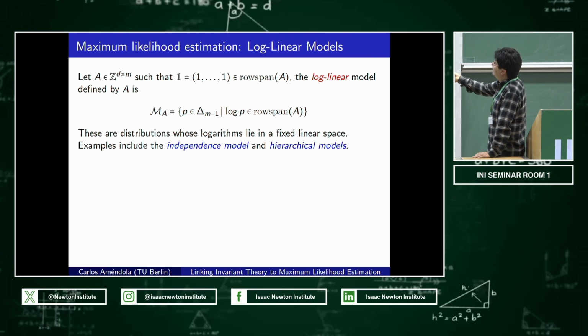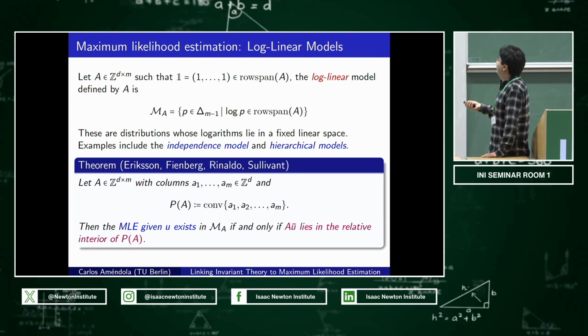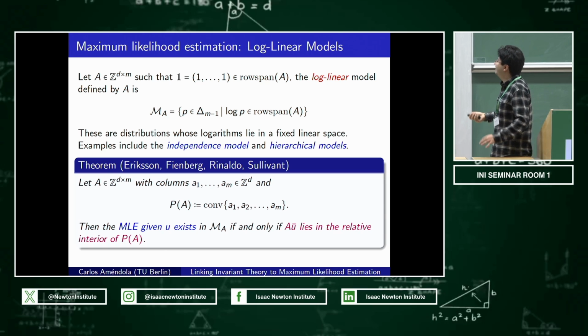The example is the independence model. There are other models called hierarchical models and other graphical models that I will get to later. These all fall here. And there is actually a nice geometric interpretation already, just at the geometry level, of when the MLE will exist. This A has columns, and you can consider the convex hull of these columns in this D-dimensional space. That will be a polytope. And if you like polytopes, then automatically you have access to all these things.